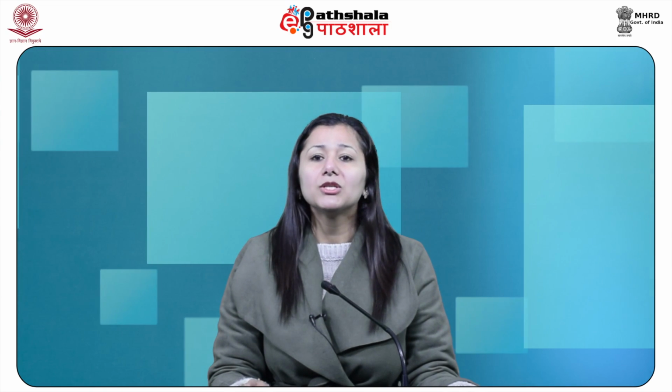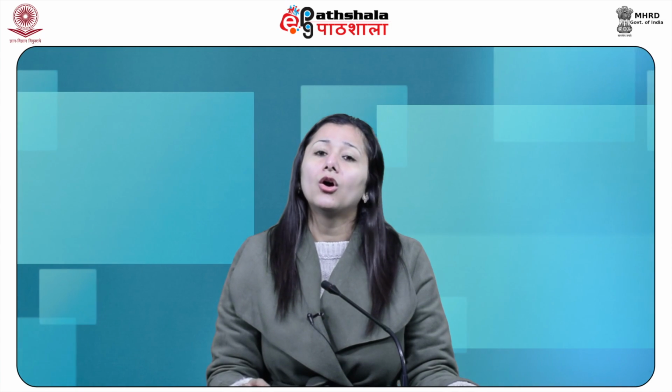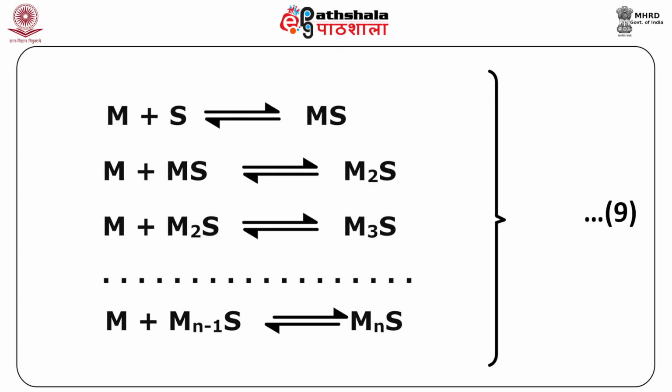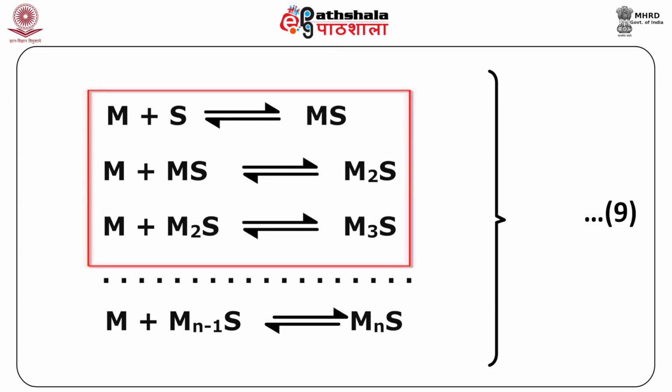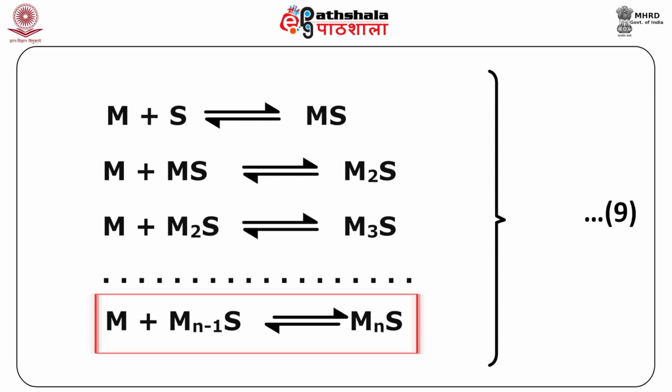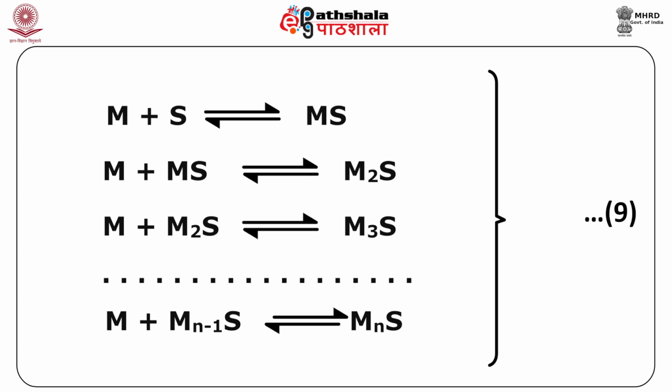We represent the formation of multilayer of gas molecules on the adsorbent surface with the help of the following equilibrium equations, as shown in equation 9: M plus S gives rise to MS, M plus MS gives rise to M2S, M plus M2S gives rise to M3S, and so on up till M plus M(n-1)S gives MnS, where M is the unadsorbed gas molecule, S is the active site on the adsorbent surface, MS is the single complex formed, M2S is a double complex formed, and so on.